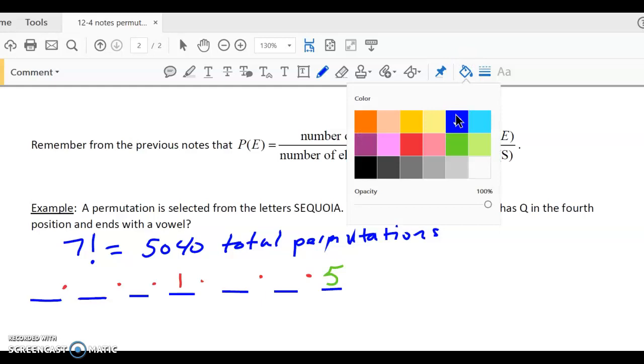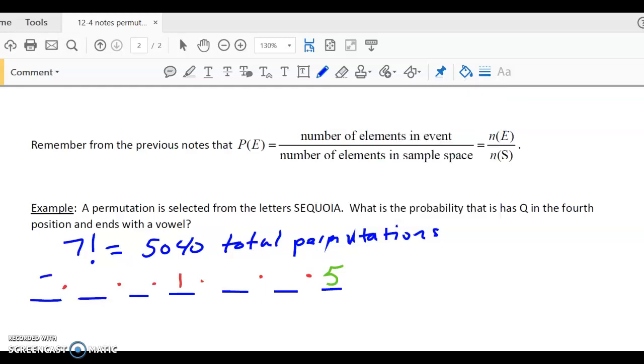After we've assigned the Q in the 4th position and a vowel in the last position, we start at the beginning. There would be 5 letters left, so 5 choices. Then there would be 4 letters left. Then there would be 3 letters left. We would get to the next position after the Q, the 5th position, there would be 2 letters left, and then finally 1 letter left. So if we multiply all those together, you get 600 ways to arrange a Q in the 4th position and a vowel in the last position.